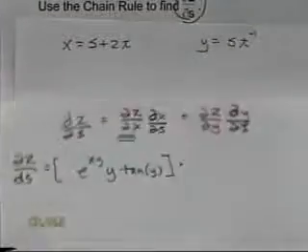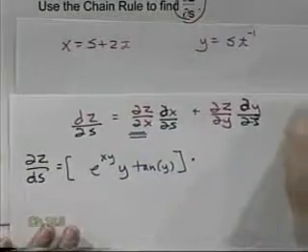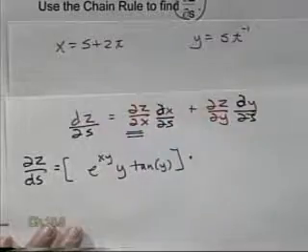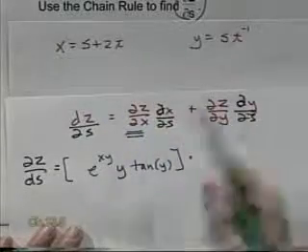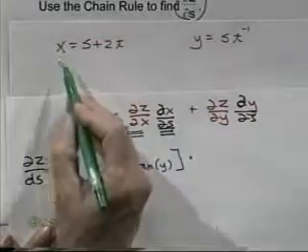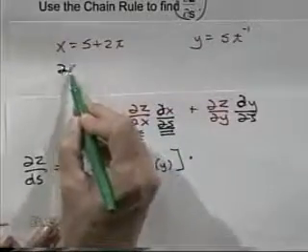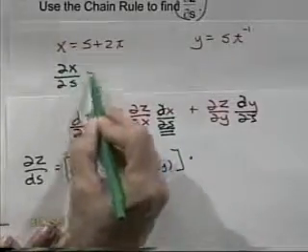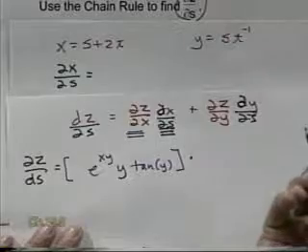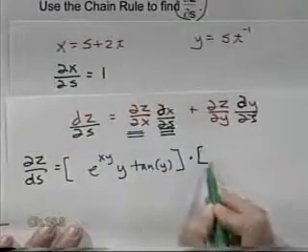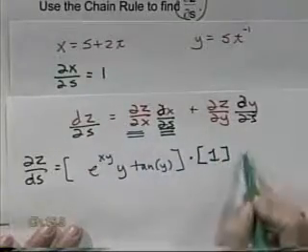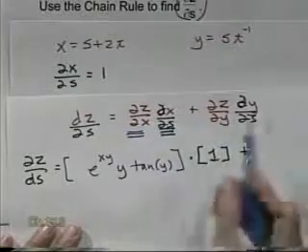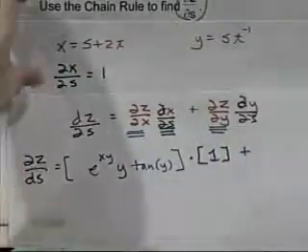Well, looking at this right here, I have x equals s plus 2t. So if x is equal to s plus 2t, the partial of x with respect to s is 1. Plus, now we got to do the partial of z with respect to y.